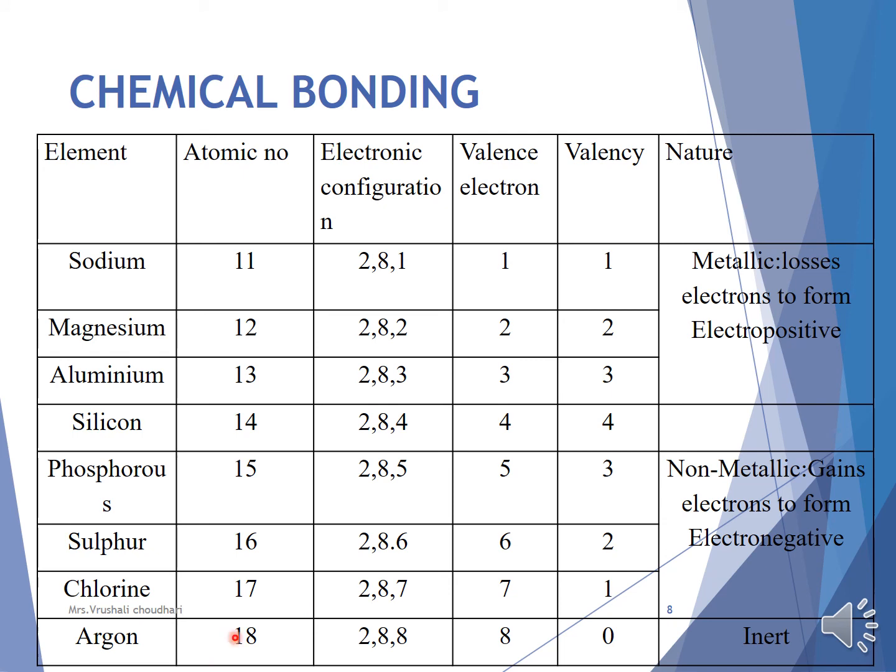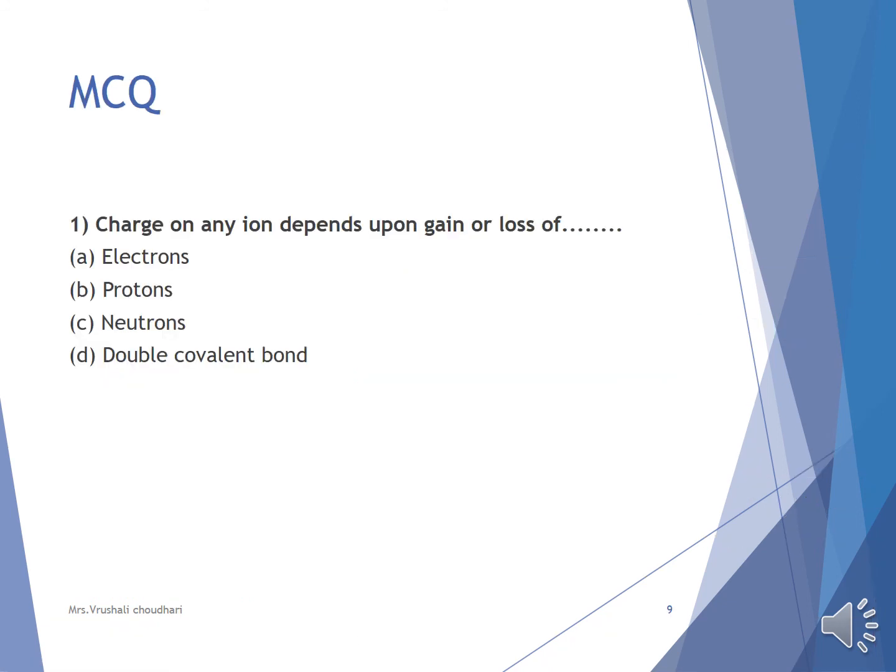Argon 2, 8, 8, valence electron is 8. The octet rule is satisfied, so it is not gaining, sharing or losing electrons. So it is inert in nature. Valence electron and valency determine the chemical as well as physical properties of an element. We are going to solve MCQs based on it.